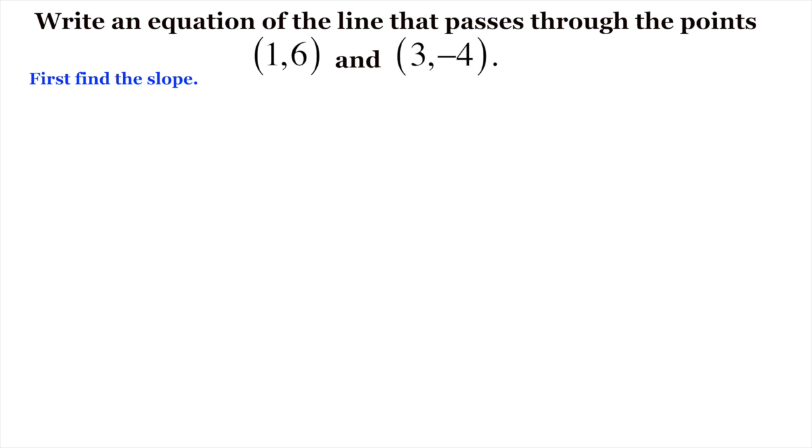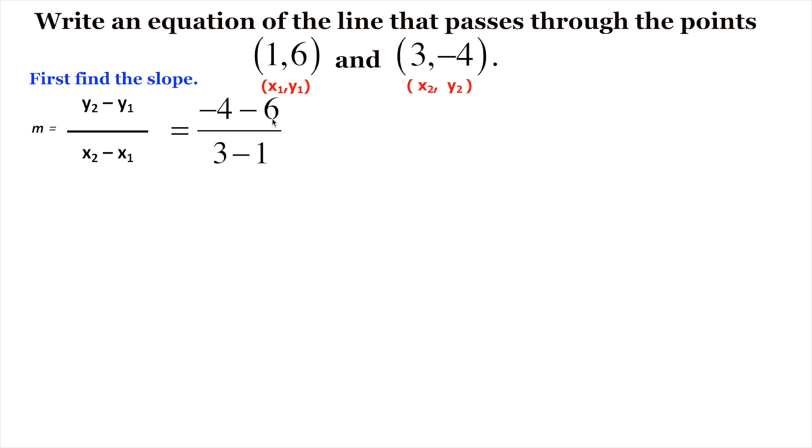So we find the slope. Here's our equation for slope. I'll label each one of these, and then I'm going to plug it into the equation to find my slope. So that gives me -4 minus 6 over 3 minus 1. And I've got to simplify that down. That's -10 over 2, which is -5. So I know that the slope is -5.